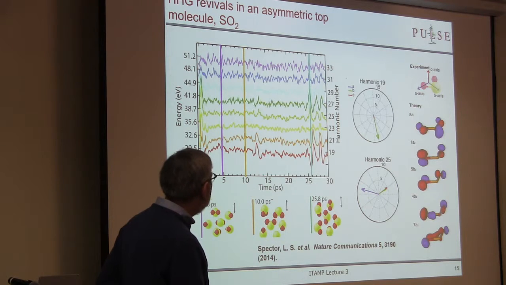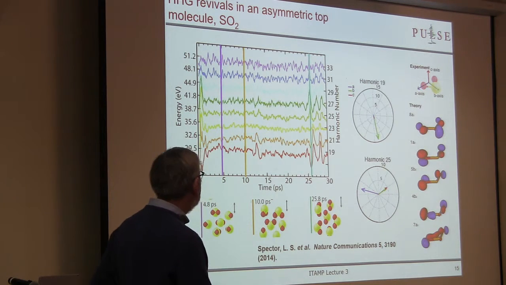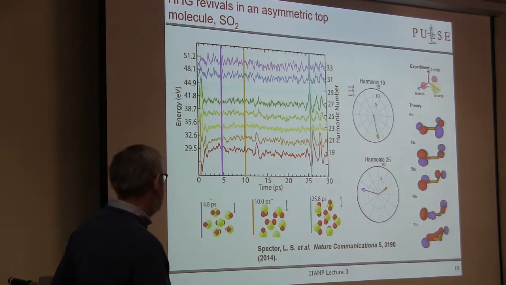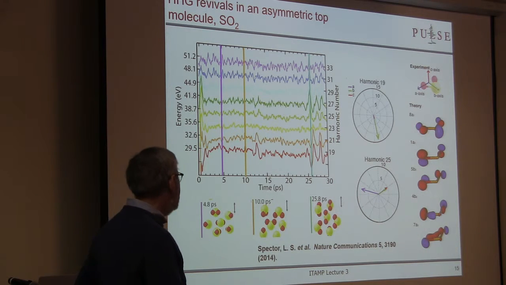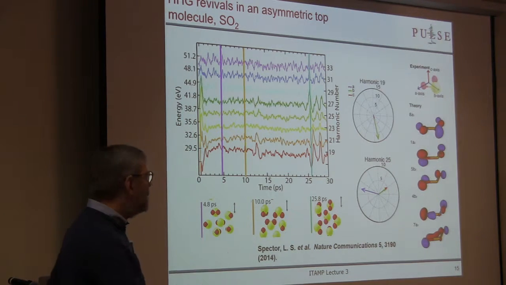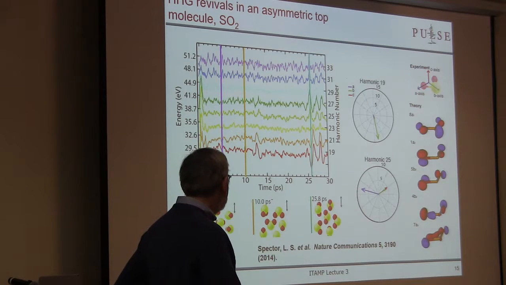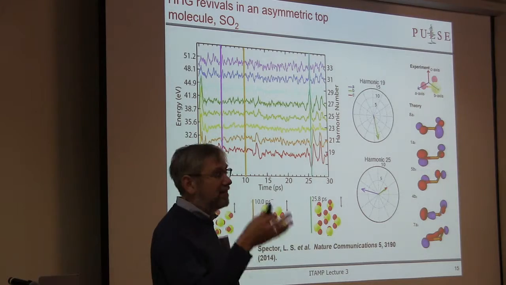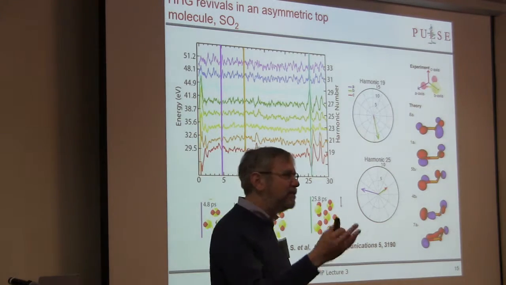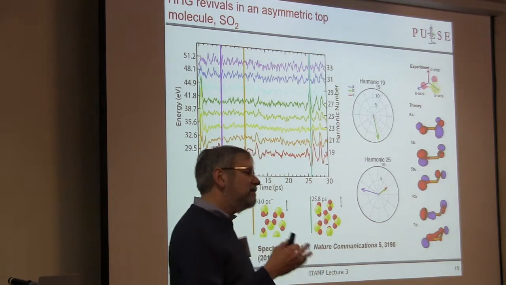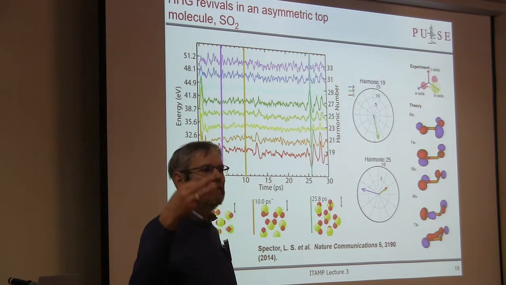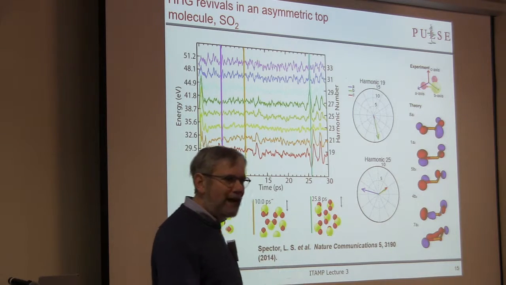Let's take it further. I showed this slide before but didn't really explain very much about it. It's another high harmonic spectrum, now from a much more complicated molecule, sulfur dioxide, a triatomic nonlinear, bent molecule. You try to kick that and it tumbles, but in a coherent way. It doesn't align, unfortunately. It's an asymmetric top.